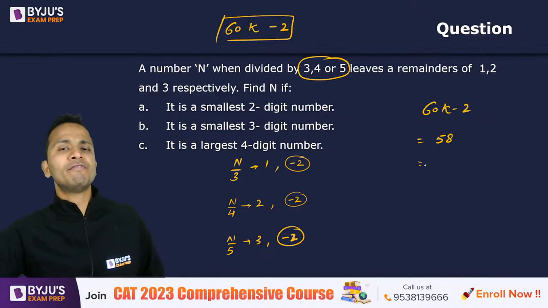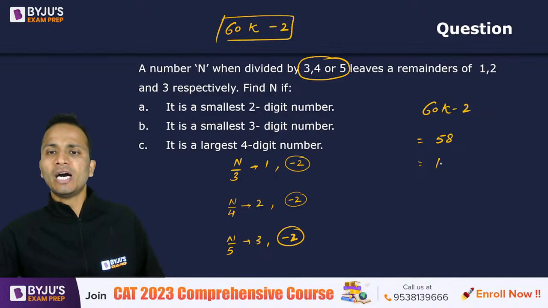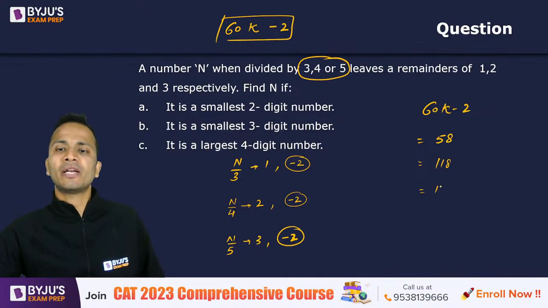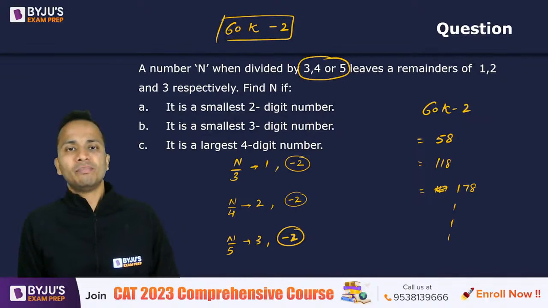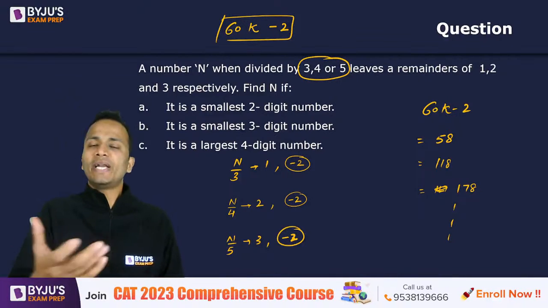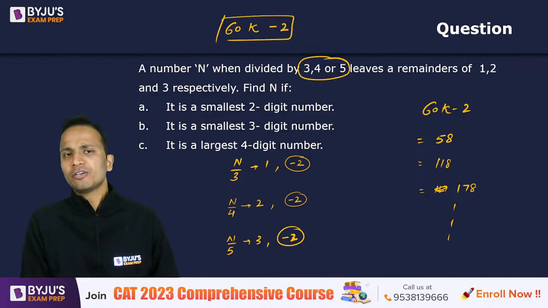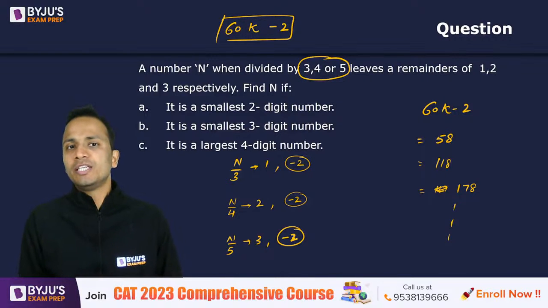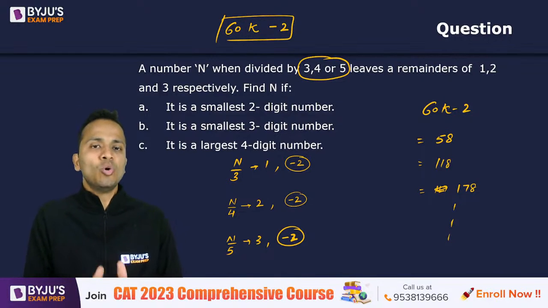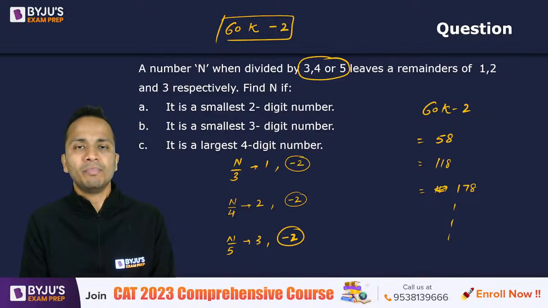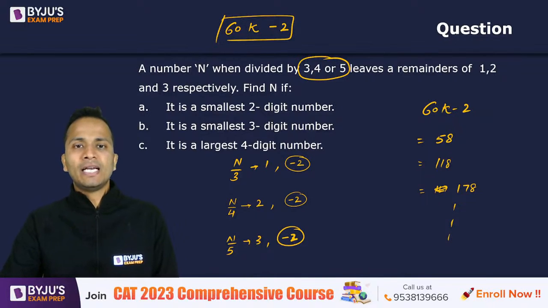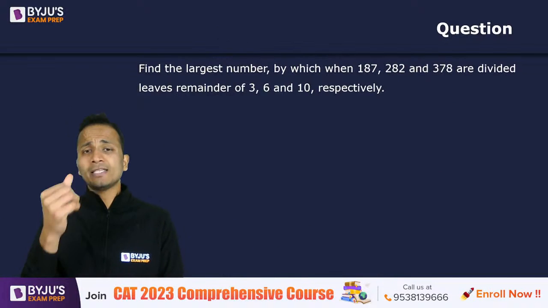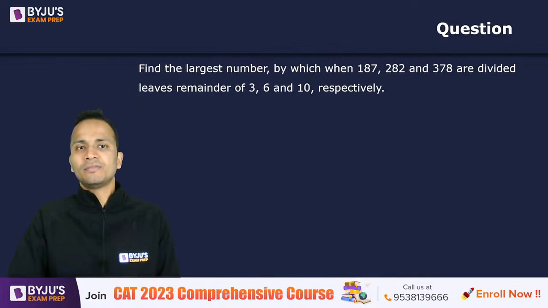Now by putting different values of k, putting k as 2, we get 118, then 178, and so on, which will be the different values of the number. So according to what is required in the question, you can substitute different values of k to obtain that particular number. Now let's move ahead and look at something that is related to highest common factor.